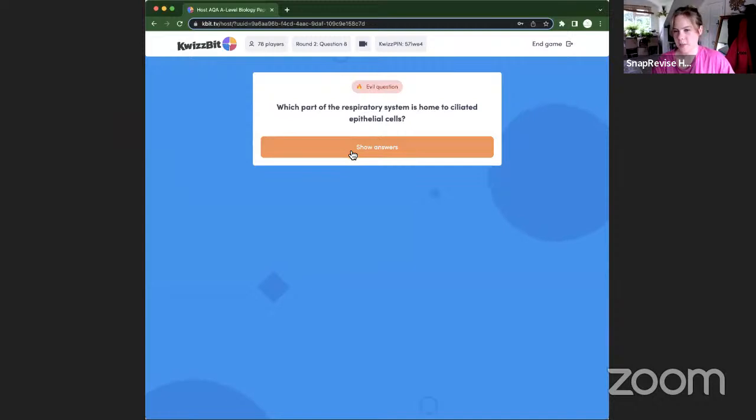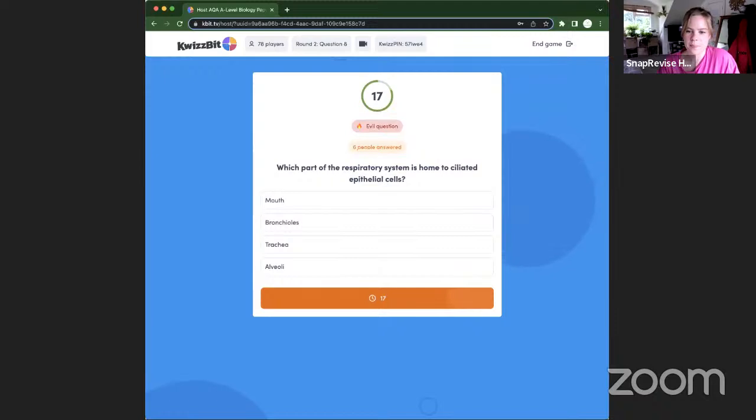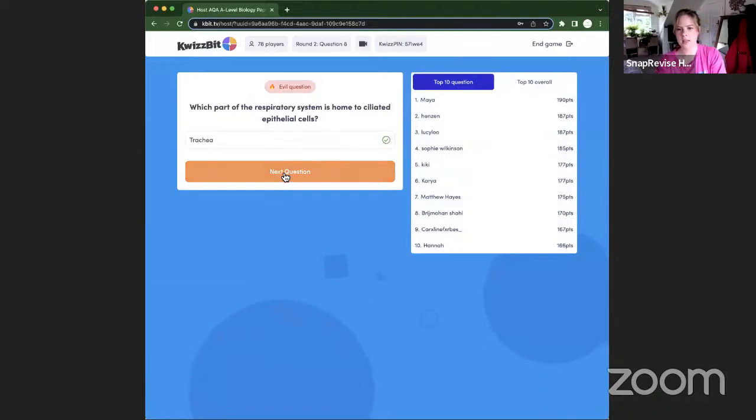Okay, which part of the respiratory system is home to ciliated epithelial cells? Indirect active transport, yeah. I'm not sure if immunity is on the advanced exam information, but remember that advanced exam information isn't all that's going to be in the paper.